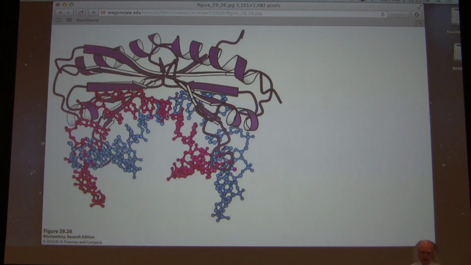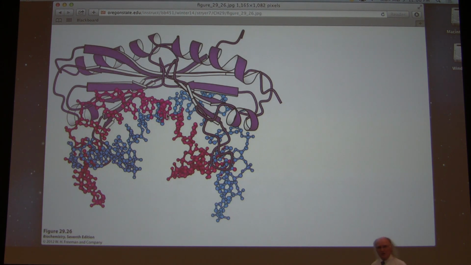This shows that complex between the TATA-binding protein and the DNA, the TATA-binding protein being up here, the DNA being here. And you'll notice something like we saw with the restriction enzymes, and that is the bending of the DNA duplex as a result of binding of this protein.